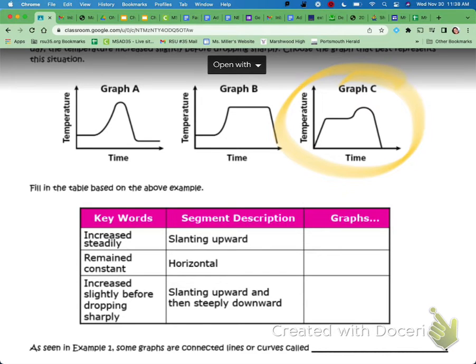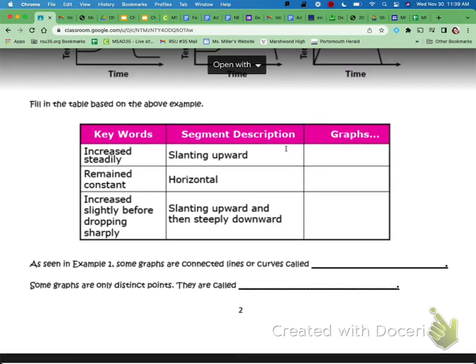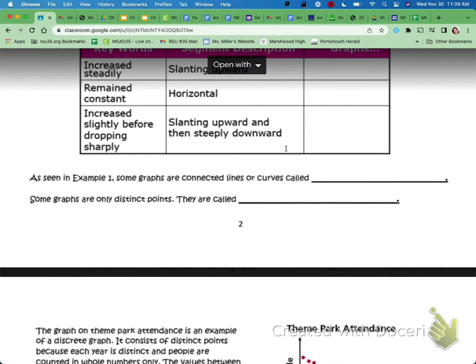Okay, is everybody good? All right, so as seen in example 1, some graphs are connected lines or curves, which we call continuous. Continuous. Because if I were to draw out the graph, I'm not picking up my pencil tip, right? It's continuous the whole entire time. I don't have to pick it up.